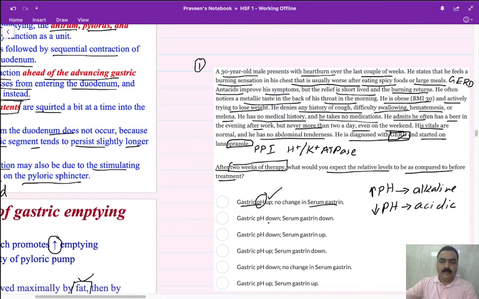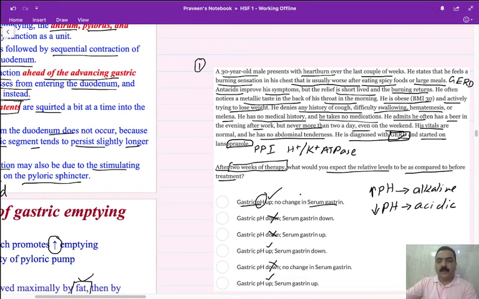So now let's see. This is wrong, this is wrong. Up is correct, down is wrong. There are like 3 options which are showing up, so it has to go up.